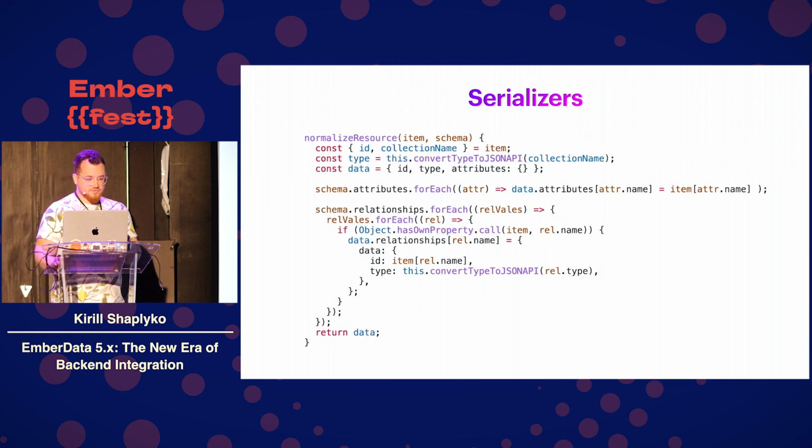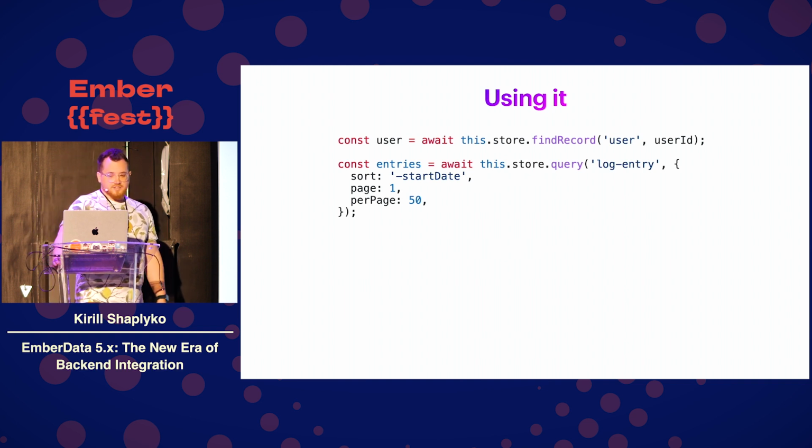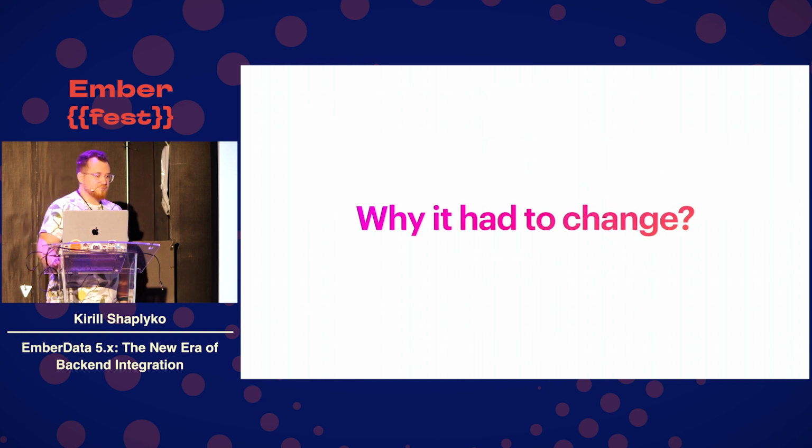And to serialize the resource, we just use the schema. We get the schema attributes, and for each attribute, we pick it from the payload. Same with relationships. We just need to do a little bit more work to construct the relationship object on the data. And then we use it, right? So we just do store find record or query, anything here, and it just works, right? So why do we need to change it, right?